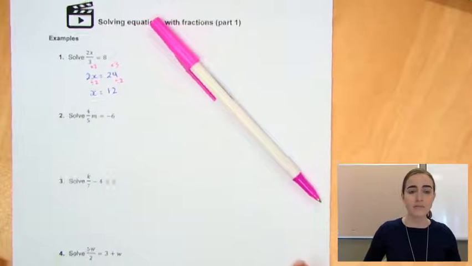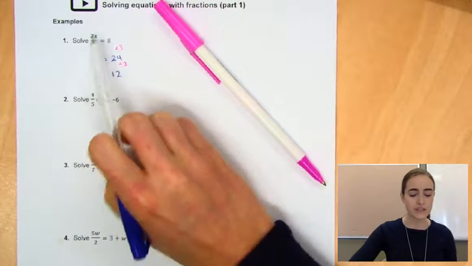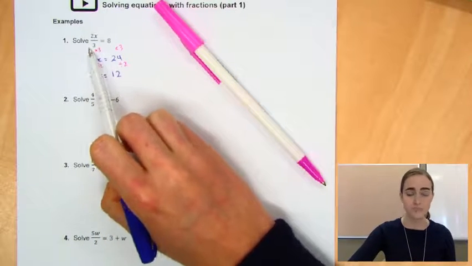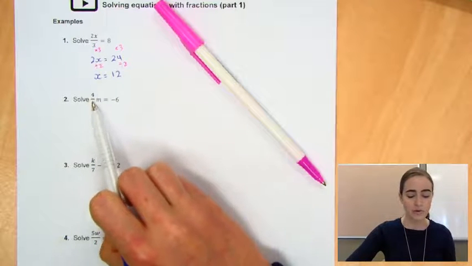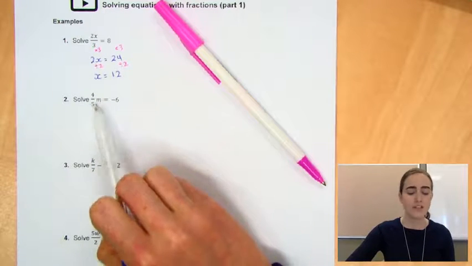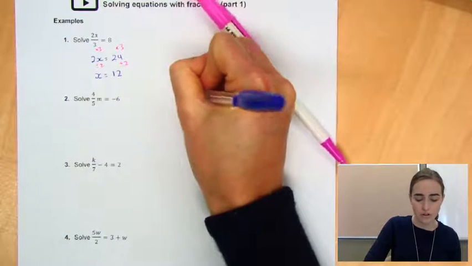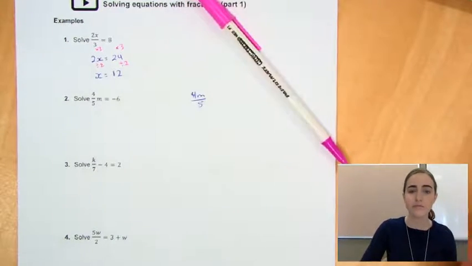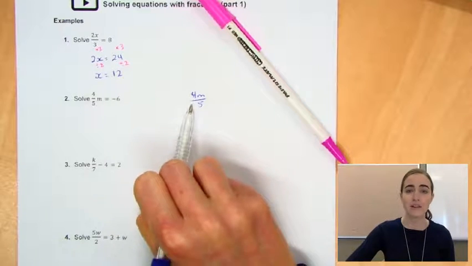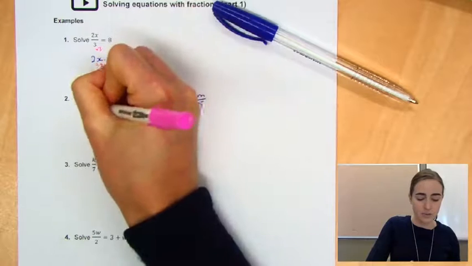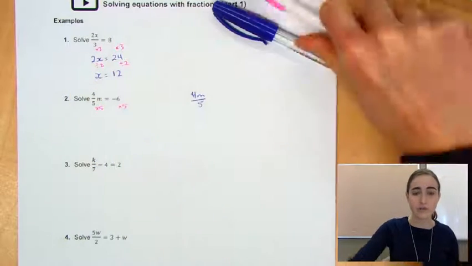For our second one, even though it's written differently, instead of being written as something with the x in the numerator, we've got this fraction out the front, so 4 over 5 m. It actually means exactly the same thing as if we wrote 4m over 5. So these two things mean the same thing, which means we're going to deal with it in the same way. We're going to times both sides by 5 to get that 5 out of the denominator.